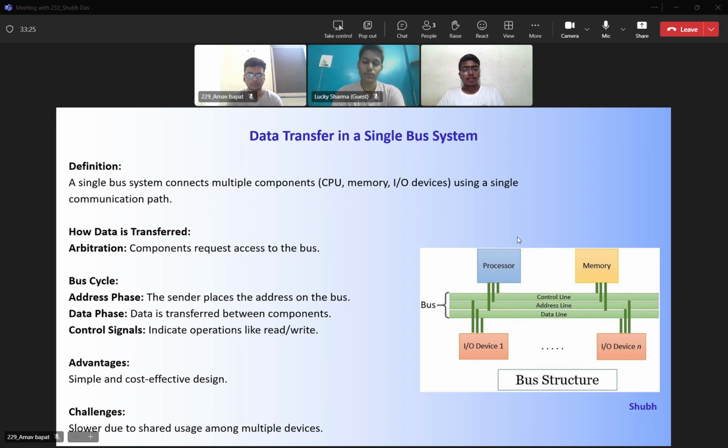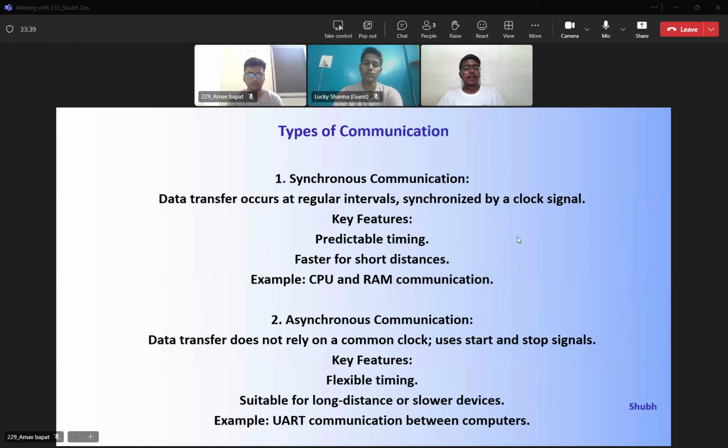The next one is transition. Now that we have seen how data flows in a single bus system, let's look at how communication itself can vary in the next slide. So the next slide is about types of communication. Communication in computer systems can happen in two ways, which are synchronous and asynchronous. Both have unique characteristics and are used in different scenarios.